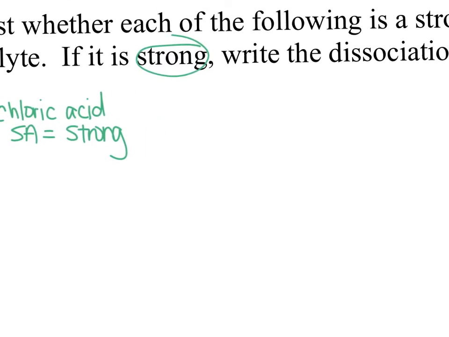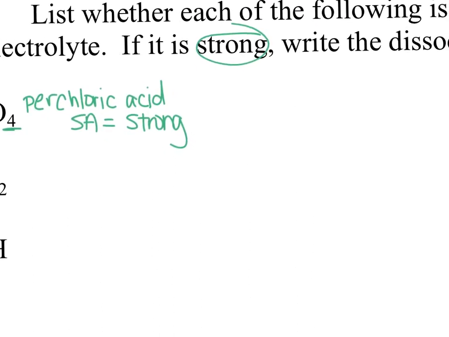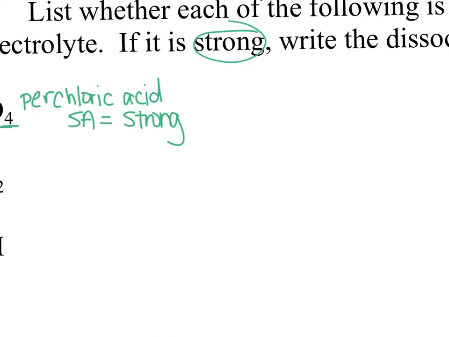Okay, it also says to write the dissociation equation. When we're doing that, you're literally just splitting this thing apart. So we have HClO4. We're going to split it into H+ and ClO4-. Make sense? Those are going to be the ions. That's what's going to make it conduct electricity. Kind of like decomposition. Yeah, dissociation.